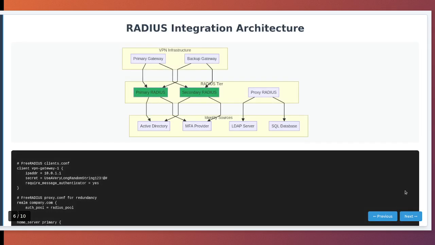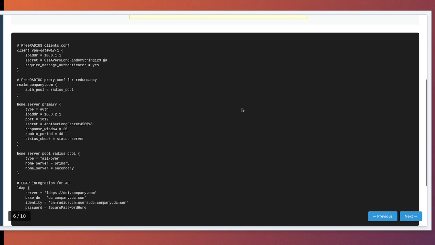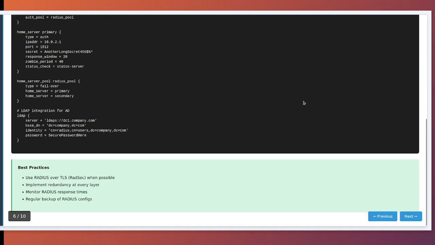RADIUS integration and backend architecture. Let's dive deep into RADIUS integration, because this is where the magic happens. Your VPN gateway might handle the IKEv2 connection, but your RADIUS server is the brain of your authentication system. Getting this right is crucial for a successful EAP deployment.